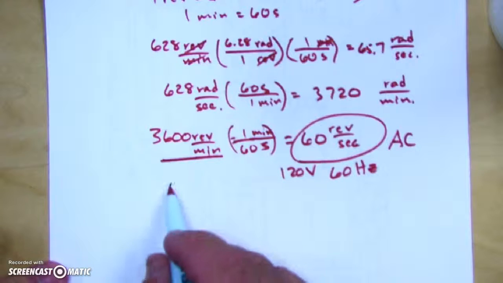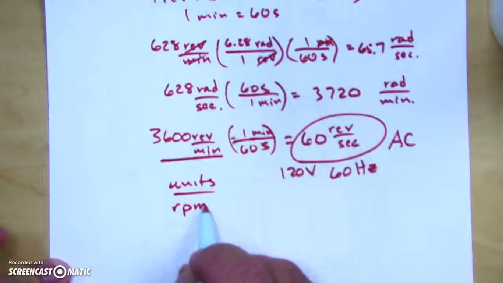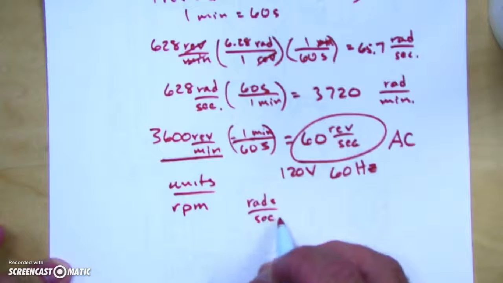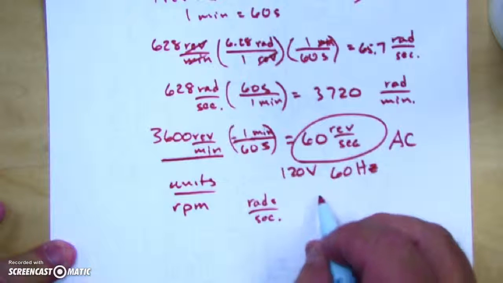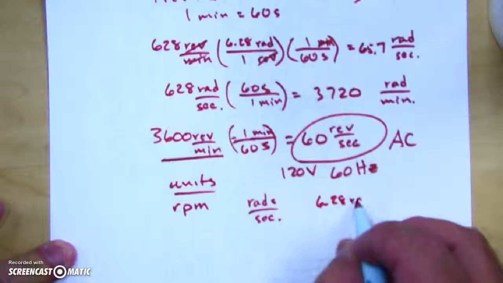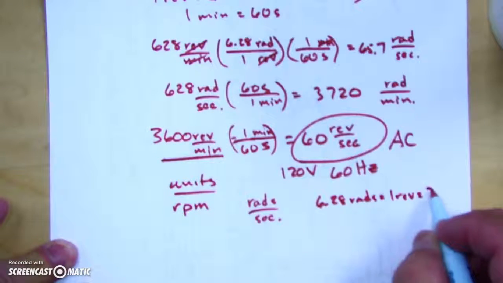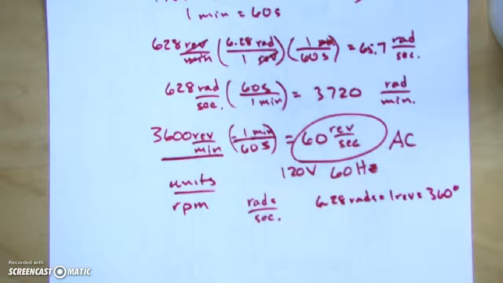So again, units for rotational rate, the two that we're going to see a lot are RPMs, revolutions per minute, and rads per second, and you need to be able to convert back and forth between those. Remember, 6.28 rads is equal to 1 revolution is equal to 360 degrees. So you'll have to play with that a little bit. Okay, hope this helped.